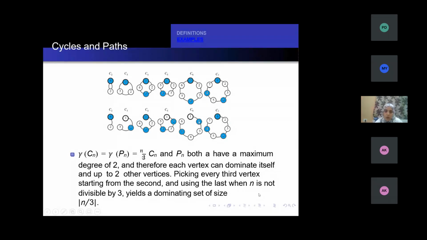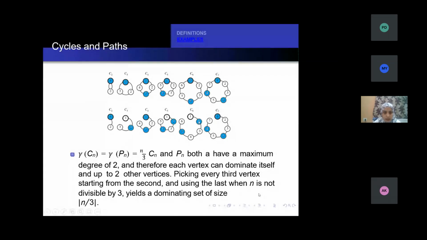N by 3 means what? We are taking n number of vertices as 6 here. 6 by 3 will become 2. So see here, we have 2 vertices. Domination number gamma is 2. Here also gamma is 2. So this theorem applies to all types of cycle graphs and path graphs. For cycle graph and path graph, n by 3 will be equal to the domination number.